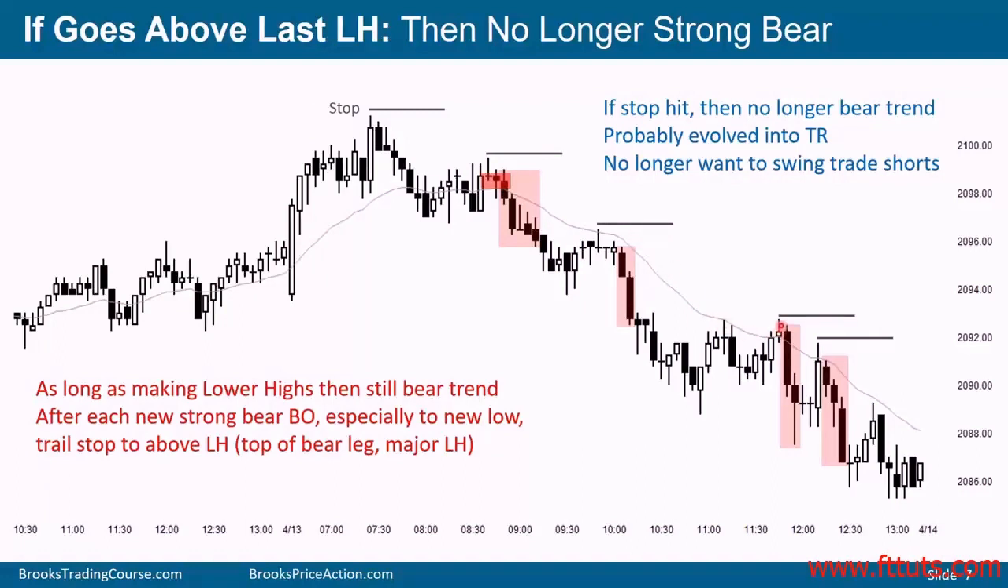And you can see this high looks like it's a little bit above that high, and most bears would hold short. If they did not get out here, they're not going to get out here. They'll rely on their stop up here.